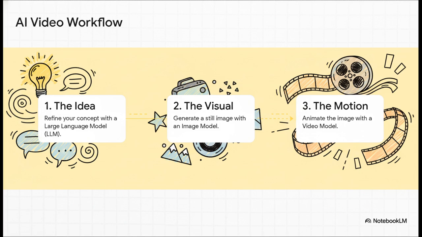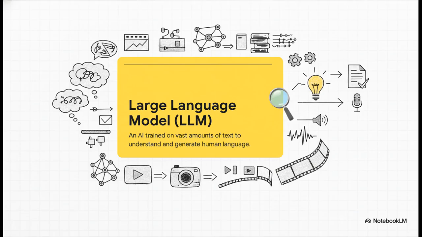Idea, visual, motion. So that first step uses something called a large language model, or LLM. You've heard of tools like ChatGPT, right? That's one. Think of it as your creative translator. You can feed it a messy, half-baked idea, and it'll help you refine it into a super clear, detailed description that the next tool in the chain will understand perfectly.